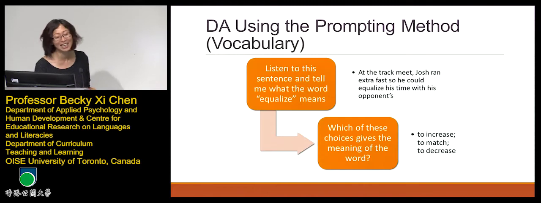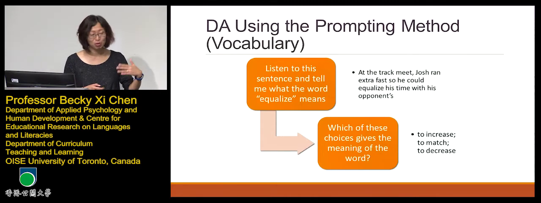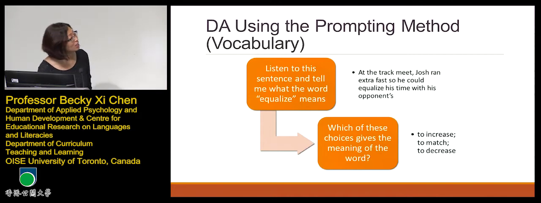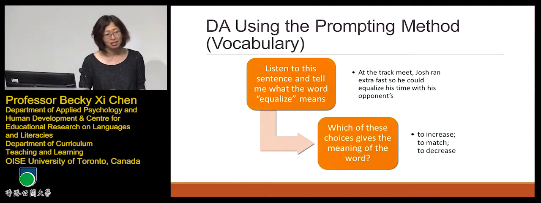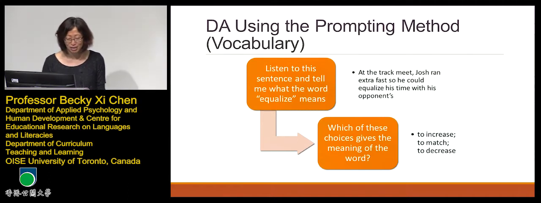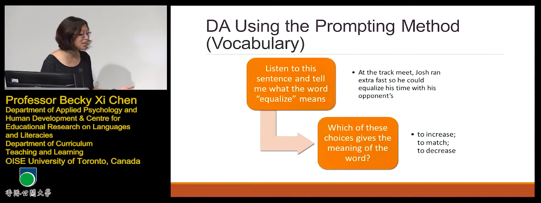Then you keep going. You give them a sentence to provide some context. So here is the sentence example. At the track meet, Josh ran extra fast so he could equalize his time with his opponents. Now tell me what the word equalize means. Well, some children will be able to infer the meaning of this word from the sentence, and you can stop there. Others still may not get it.